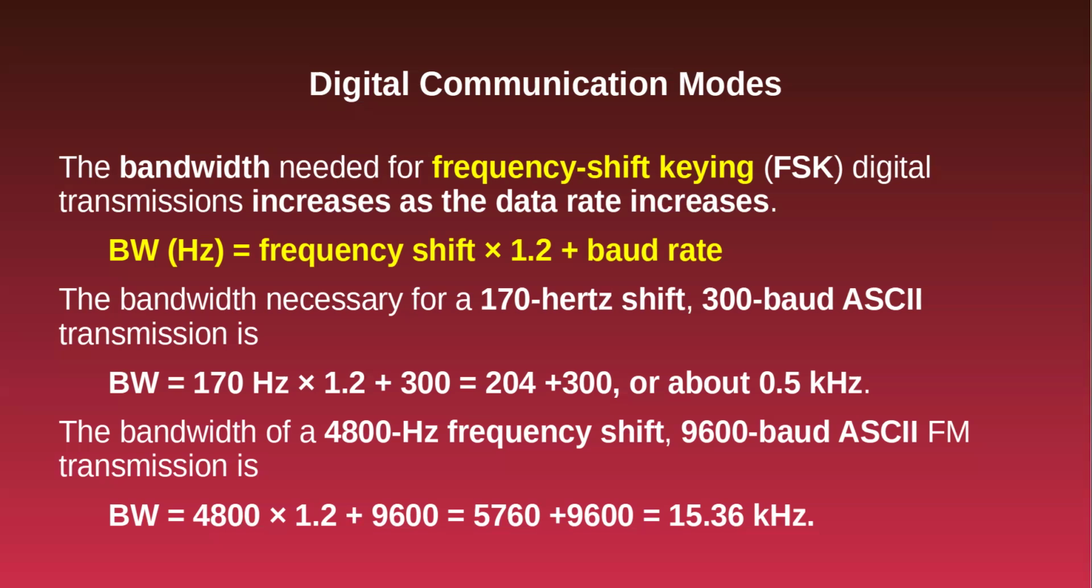Let's see. Oh, and the bandwidth formula is the frequency shift times a 1.2 multiplier. I don't know where that came from. And then you add in the baud rate. Now you need to remember that because we've got about 3 questions coming up where you have to multiply and divide, or multiply and add. David's got his hand up.